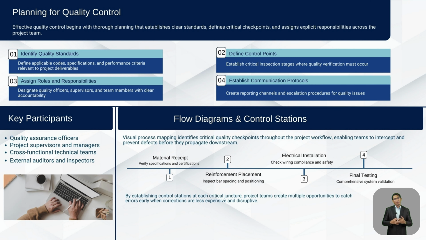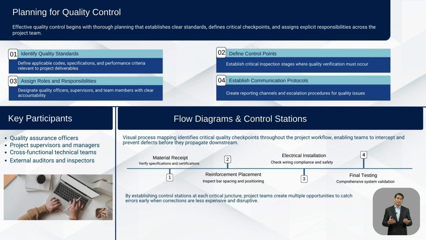Now, planning for quality control. The rules and tools for planning quality control ensure that everyone knows what is expected and how quality will be monitored. So these involve identifying quality standards such as ISO and client specs, defining key control points in the process, and assigning responsibilities to individuals and teams.